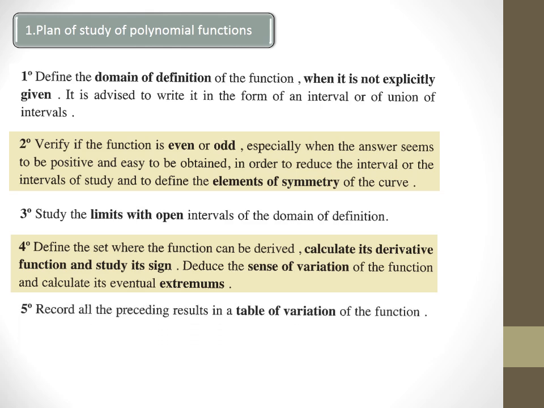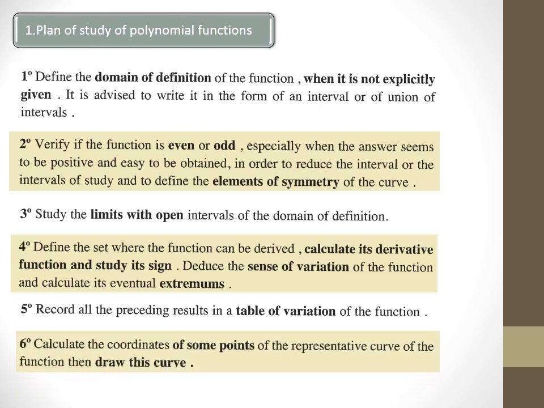After all that, the domain, the limits, the derivative, we need to do a table of variation. In the table of variation, we put everything we need, starting from the domain, limits, extremum. So we put them all in a table of variation, and after the table of variation, we can have some points if needed to draw the curve. So 6 important steps to draw the curve or to study the polynomial function. Let us take an example.